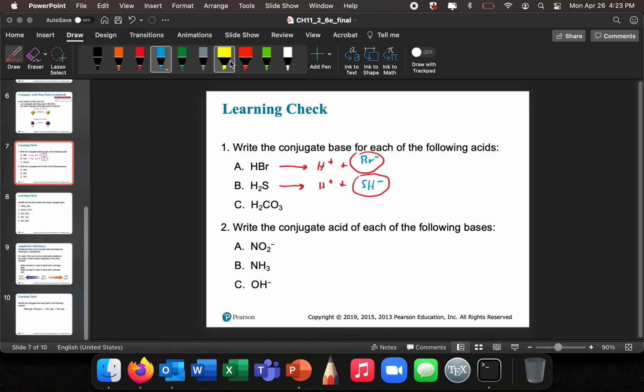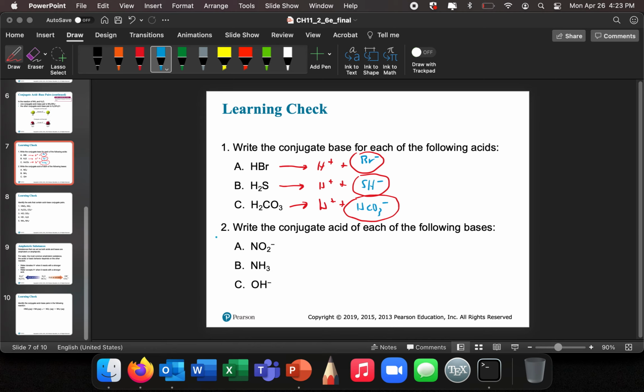And if I take off an H plus down here, what is left? Probably should have given you a chance to try this on your own before I gave you the answers, right? It's going to be HCO3 minus. Okay, do you see that?